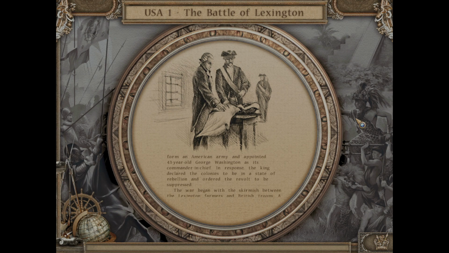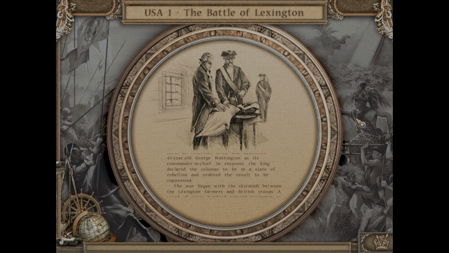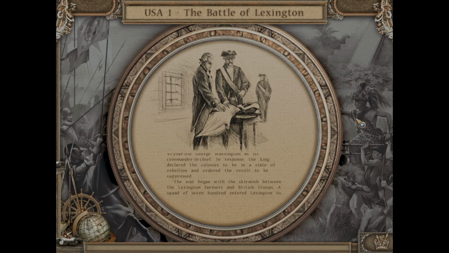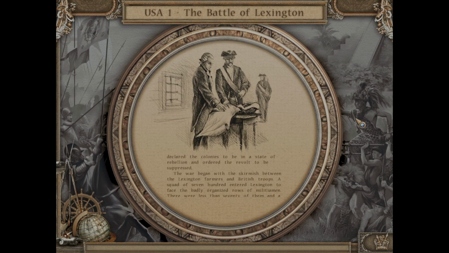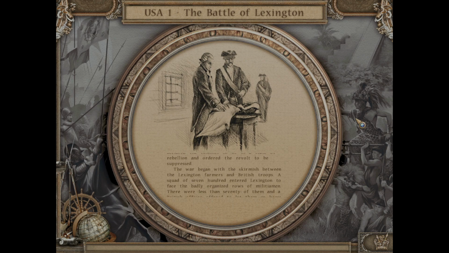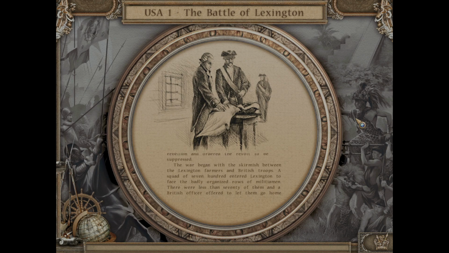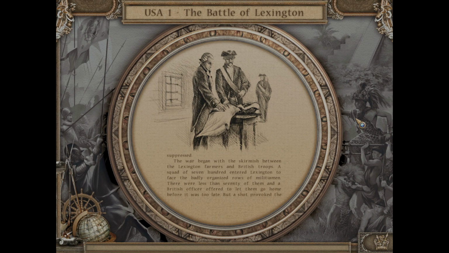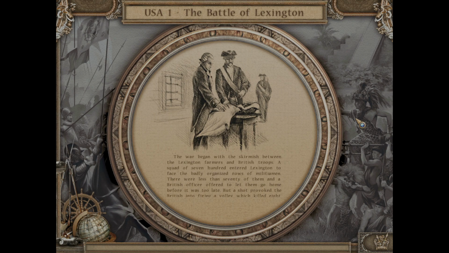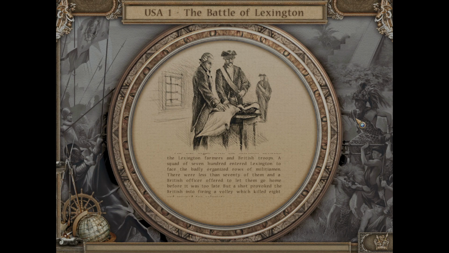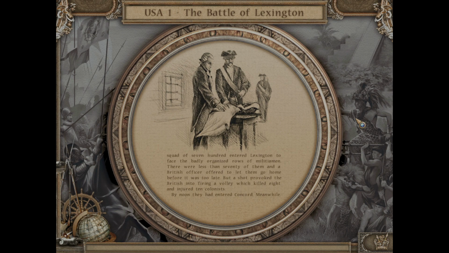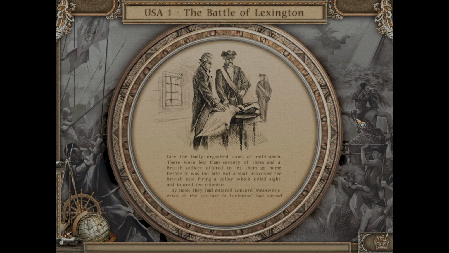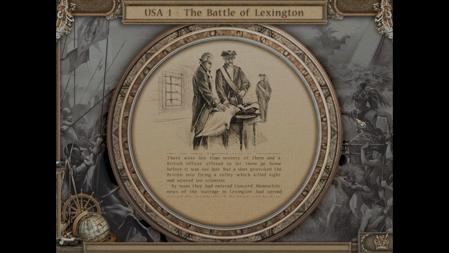In response, the king declared the colonies to be in a state of rebellion and ordered the revolt to be suppressed. The war began with a skirmish between the Lexington farmers and British troops. A squad of 700 entered Lexington to face the badly organized rows of militiamen. There were less than 70 of them, and a British officer offered to let them go home before it was too late. But a shot provoked the British into firing a volley, which killed 8 and injured 10 colonists.